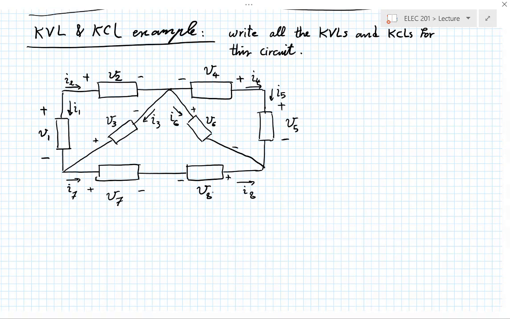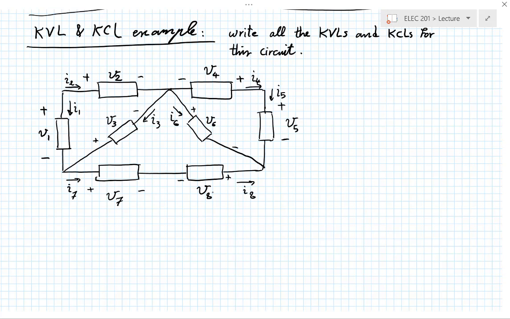So let's write KVLs. How many loops do we have in this circuit? So we have 3 that jump out. If you go around the whole thing, that's a 4th one. But you could perhaps also identify a 5th one here and a 6th one there, right? Now, not all these loops are going to give you independent new equations. So let's start with the ones that we know are going to be independent.